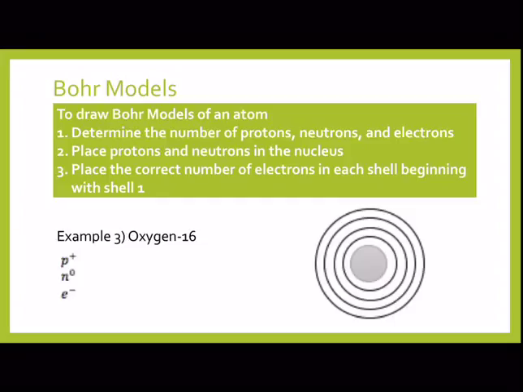Okay, oxygen has an atomic number of 8. We have 8 neutrons and 8 electrons. So put our protons and neutrons in the center, and then start placing the electrons. 2 in the first shell, and the next 6 will go in the second shell. And so when I'm drawing these, remember that the electrons are in pairs, and so I'm drawing them so we can see the pairs.